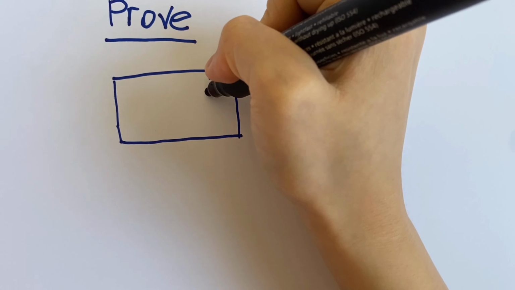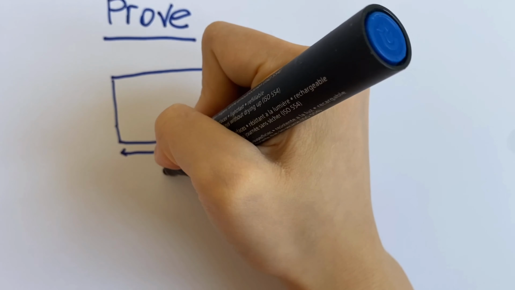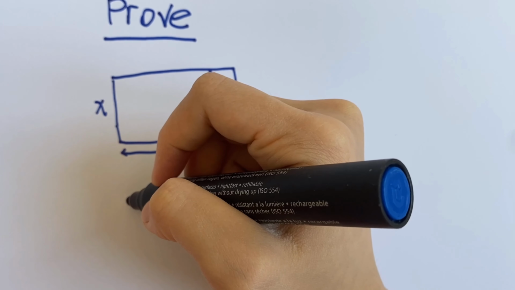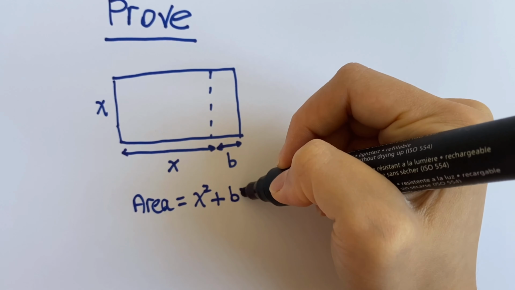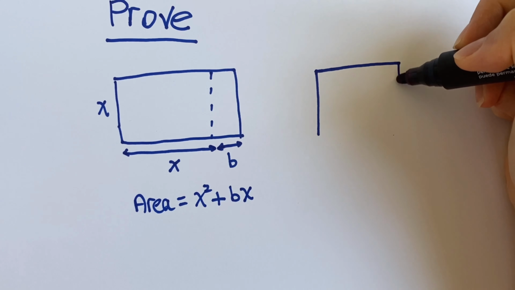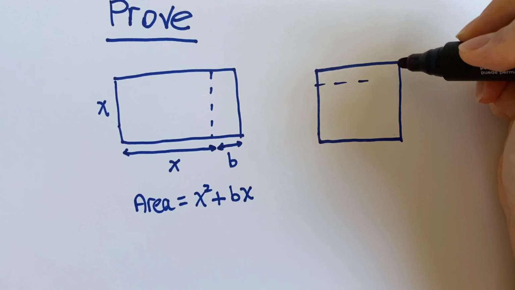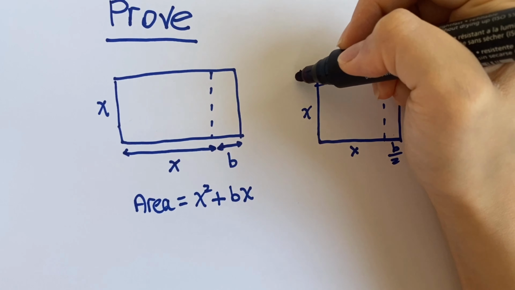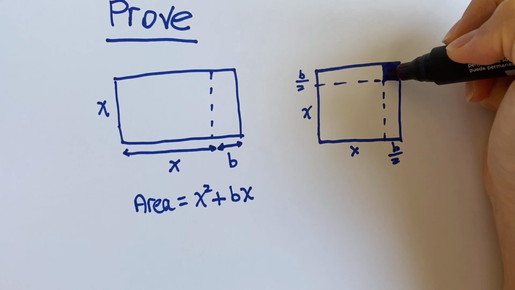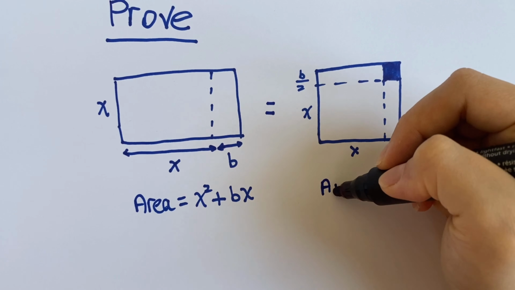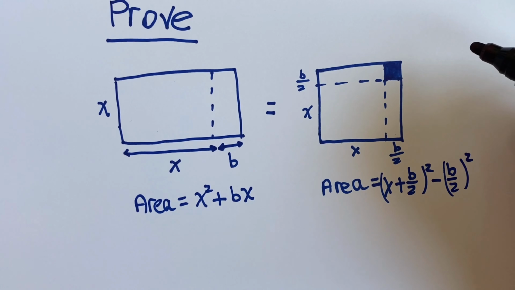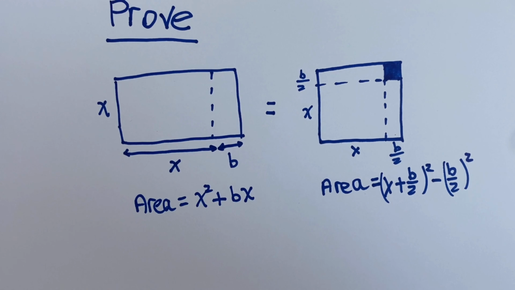And here's a proof of completing the square. First of all, we need to imagine completing the square as finding the area. First of all, you need to find the area of the rectangle, which is x squared plus bx. And this area is equal to a square with sides x plus b over 2. And the area of the square is x plus b over 2 squared, but then you want to find the unshaded region, so you need to subtract the shaded region from the square. So the shaded region is b over 2 squared.